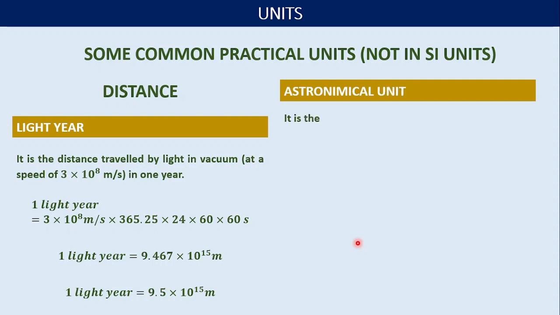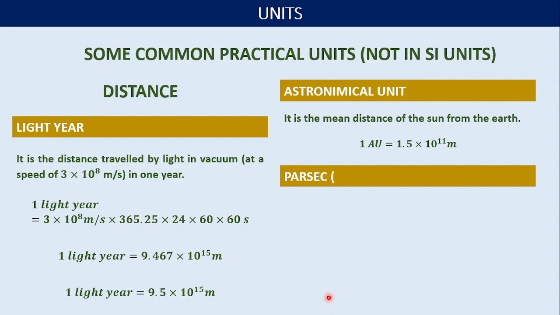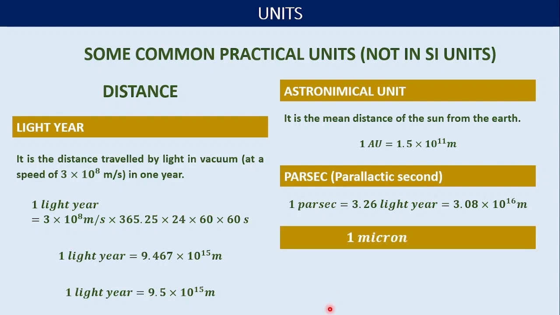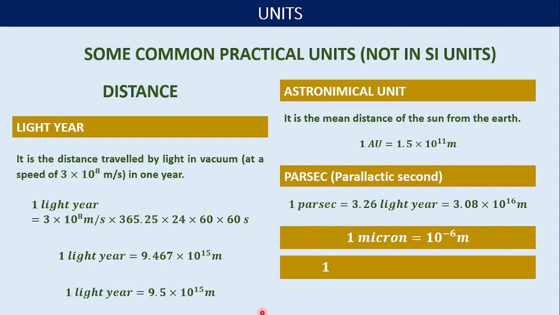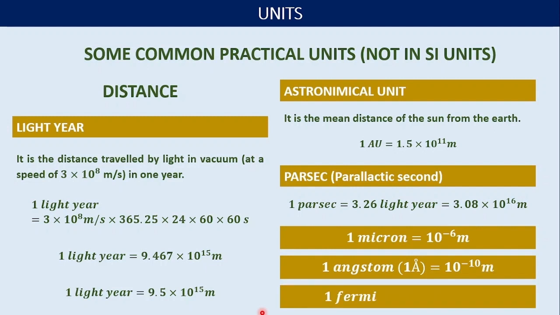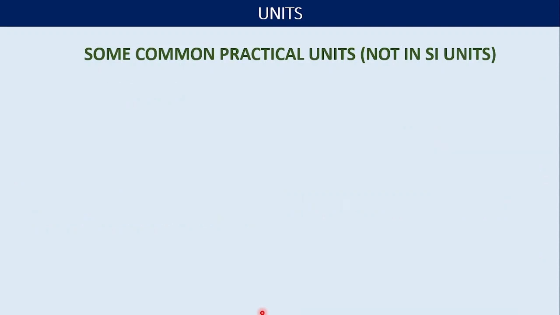Astronomical unit. It is the mean distance of the sun from the earth. One astronomical unit equals 1.5 into 10 power 11 meter. Parsec, parallactic second. 1 parsec equals 3.26 light year equals 3.08 into 10 power 16 meter. And one more. 1 micron equals 10 power minus 6 meter. And one more. 1 angstrom equals 10 power minus 10 meter. 1 Fermi equals 10 power minus 15 meter.